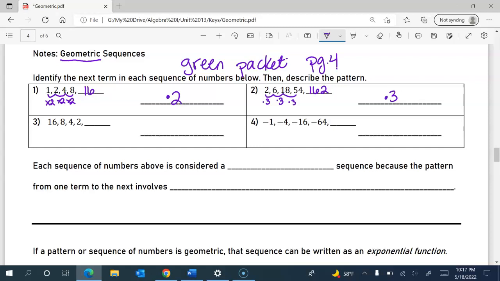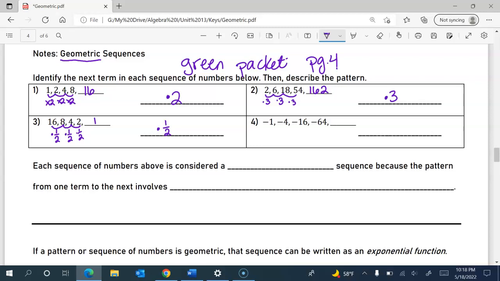So number 3 gets a little bit different because from 16 to 8, we're getting smaller, right? So you could say that we're dividing by 2. I would rather that we say that we're multiplying by 1/2, right? 8 times 1/2 gets me 4. 4 times 1/2 gets me 2. And 2 times 1/2 would get me 1. So we're multiplying by 1/2 every time. And that's going to make things easier later once we get into our formulas that we'll be using.